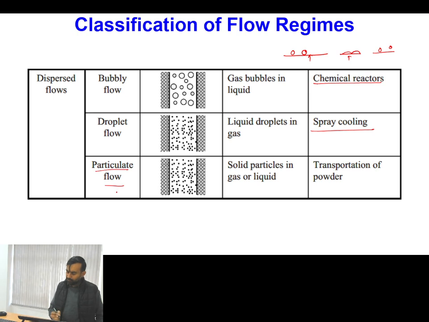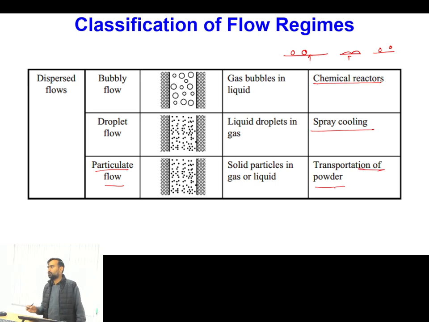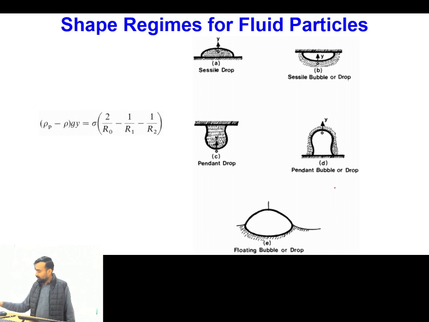Then particulate flow. Particulate flow means solid particles are present in either gas or liquid, and this is typically used for transportation of powders. Regarding the shape of fluid particles, I will discuss in the next class.